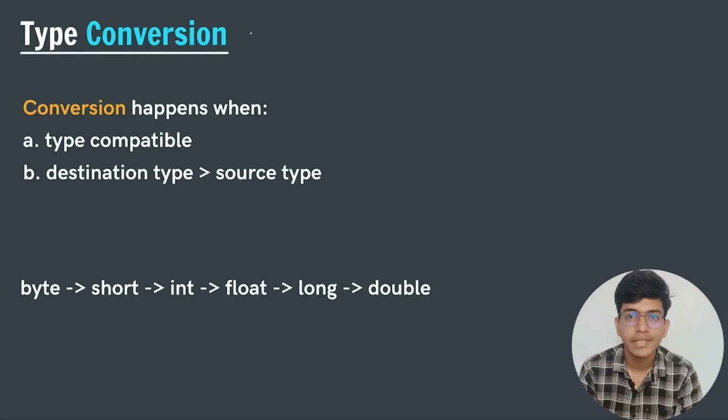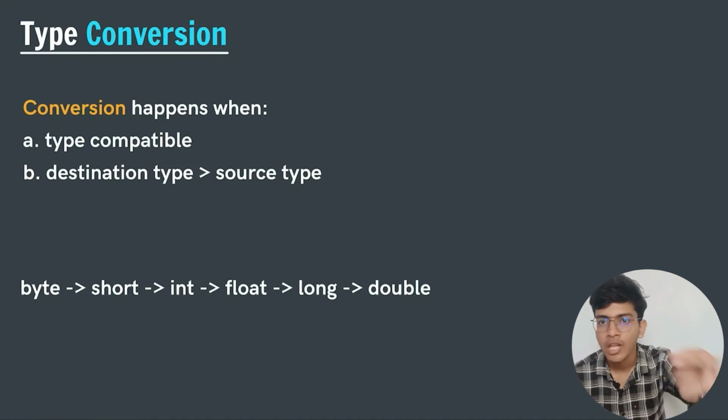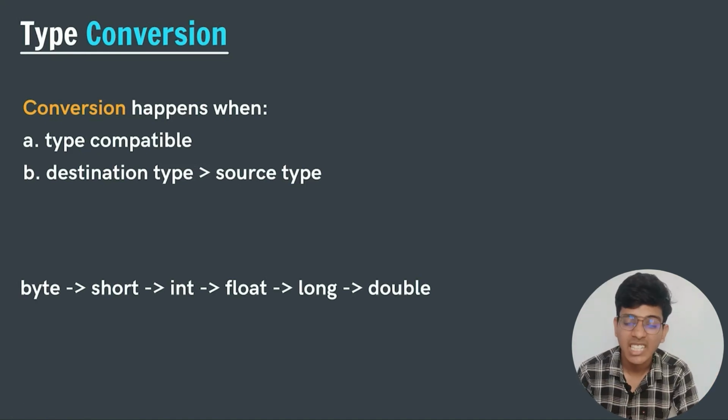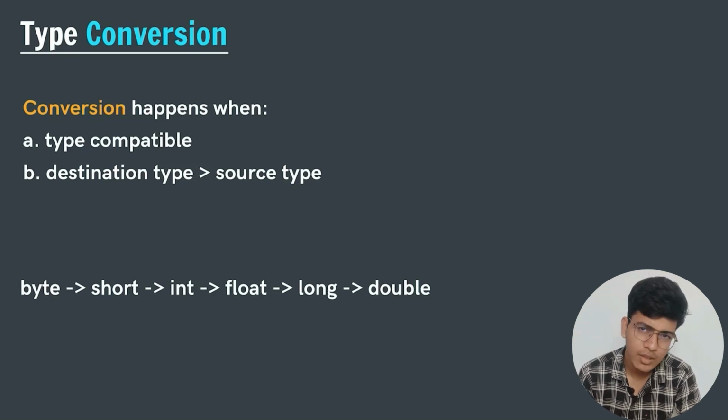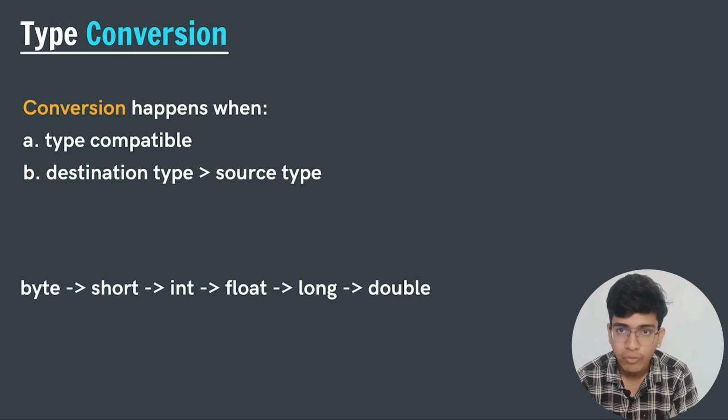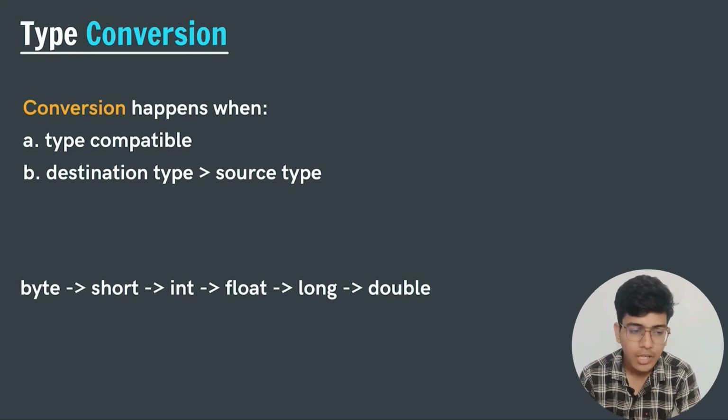So in Java there is a concept called type conversion. What is the meaning of type conversion? It is nothing but converting one data type into another data type. This process is known as type conversion, and it is useful in some scenarios, but in most cases we won't use it. But when we want to convert an integer value into a float value, then we use the concept of type conversion.